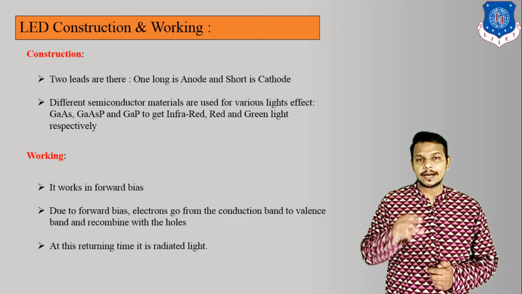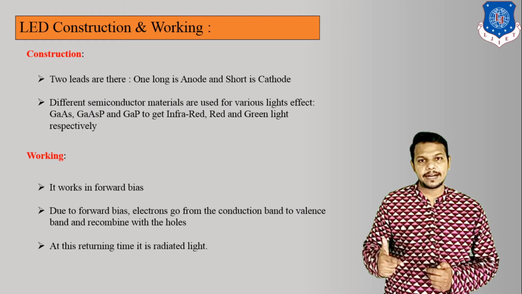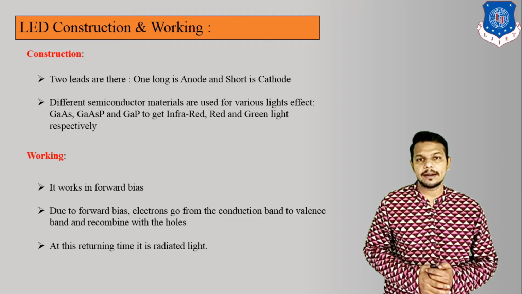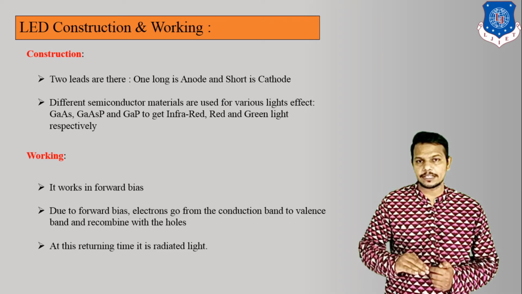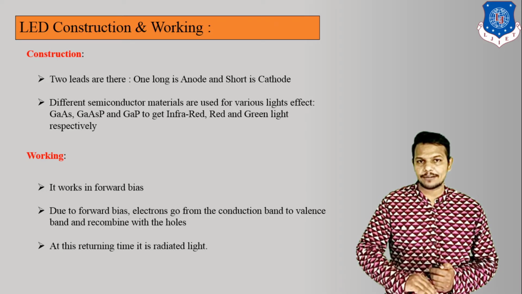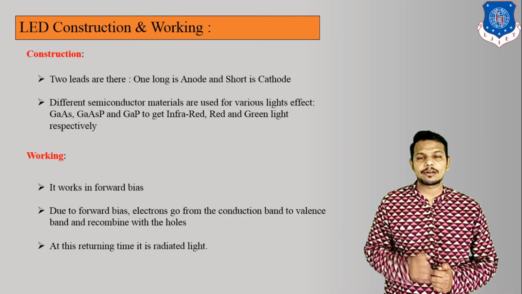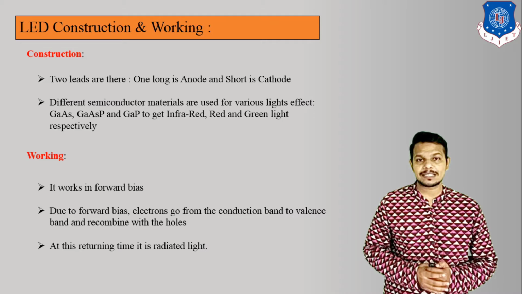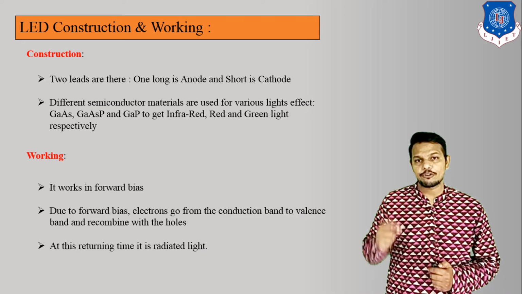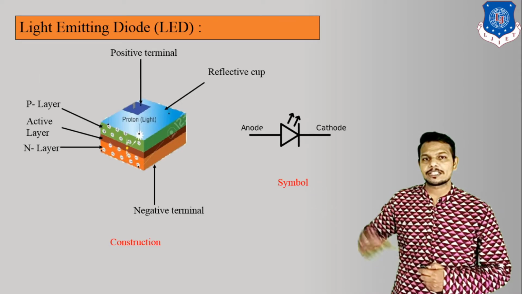Now there are three types of layer. The first one is the P layer, then the active layer, and then the N layer. The P layer is the top layer, then the active layer, and then the N layer. Here we have to remember that the P layer should be on top because the recombination process happens in the P layer. That's why light is emitted from this layer. So we can understand easily from this construction.